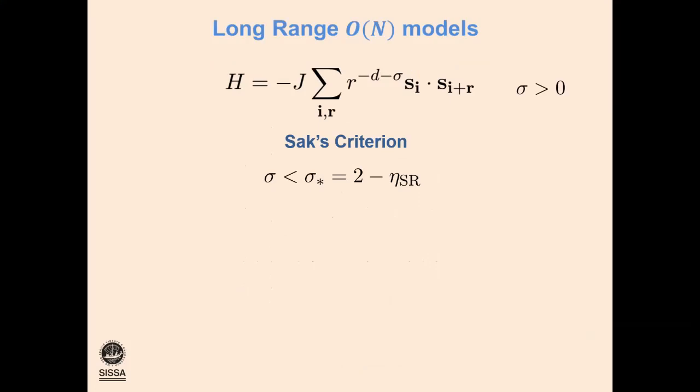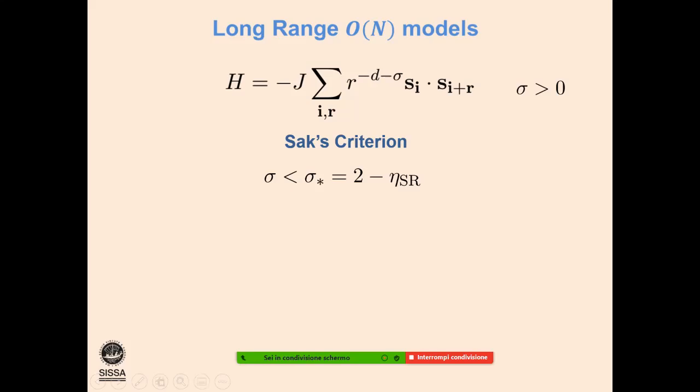To understand this, let us resort to the standard Hamiltonian for a generic O(N) model in presence of long-range interaction. As you see, there is this O(N) coupling weighted with this power law coupling, which represents the long-range interaction. And you see D is the dimension of the system, while sigma is a parameter which measures how much long range we have basically, and is a positive parameter in order for the Hamiltonian to be extensive.